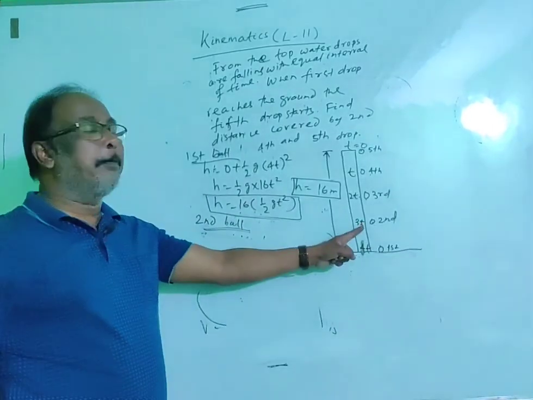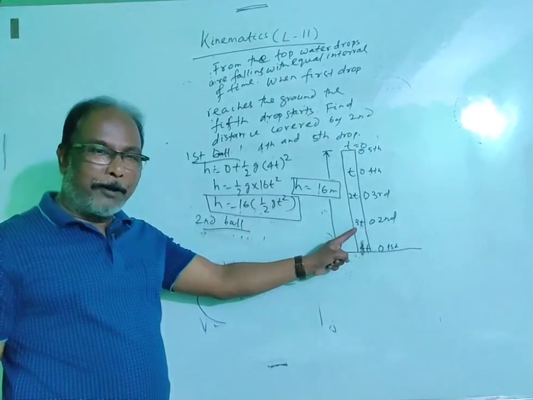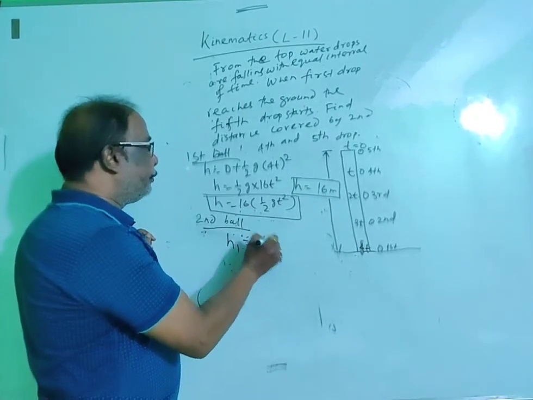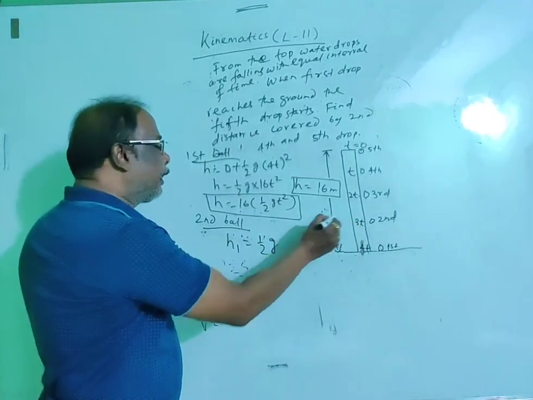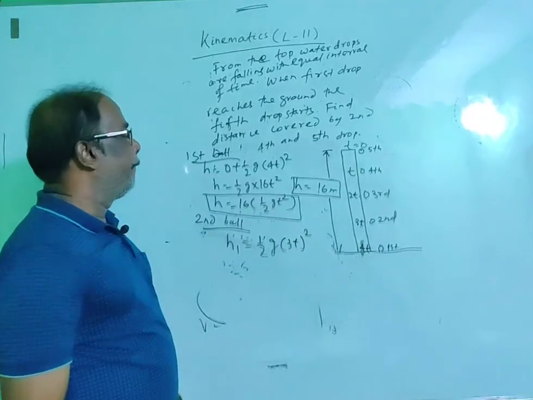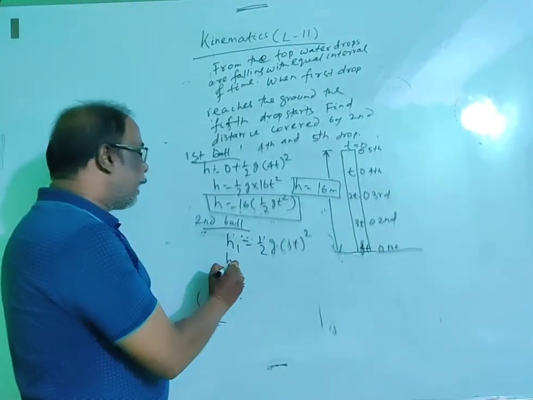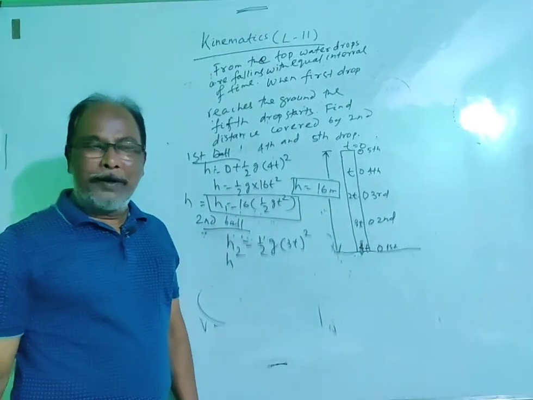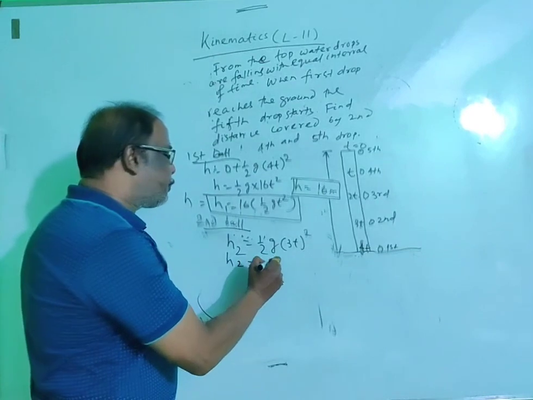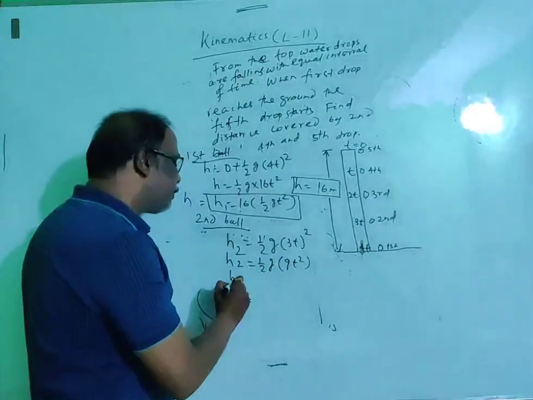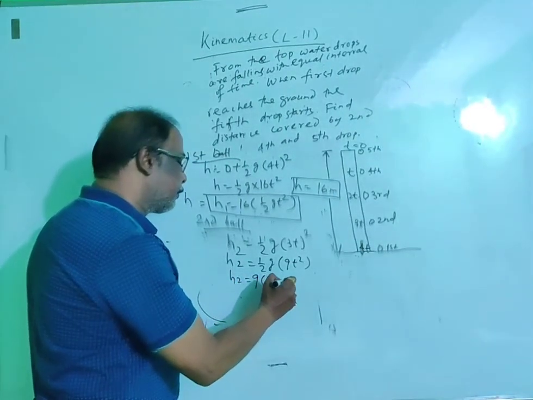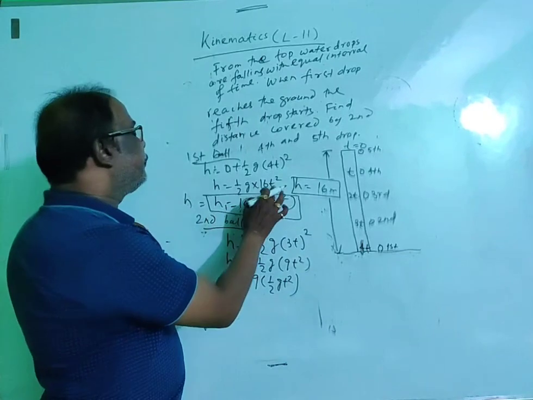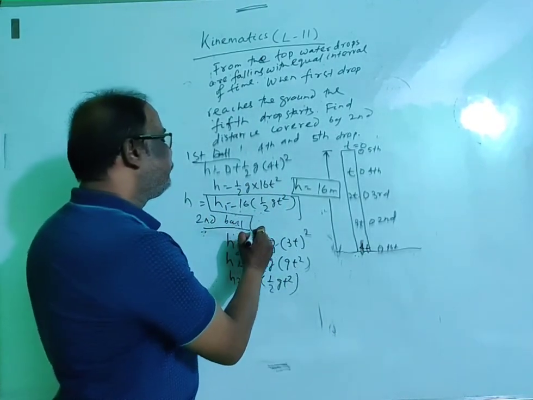For the second ball, the time for which the second ball has traveled is 3t. Then the distance traveled by the second ball, let's take h1, is equal to ut, which is 0, plus half g, time taken by the second ball is 3t square. Is it clear? Then for the second ball, this is h1, this is h2. This will be the descent for the second ball, h2. H2 is equal to half g into 9t square, means h2 is equal to 9 into half gt square.